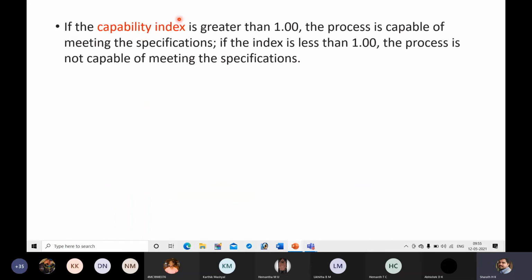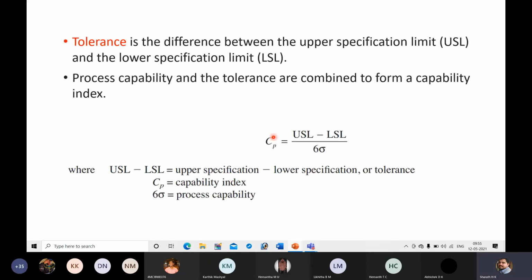Next, if the capability index is greater than 1, suppose Cp is the capability index and you are getting Cp greater than 1, when can you get that? When the tolerance limit is greater than 6 sigma. If the tolerance, upper specification limit minus lower specification limit, is greater than 6 sigma, then obviously this value of Cp will become more than 1.